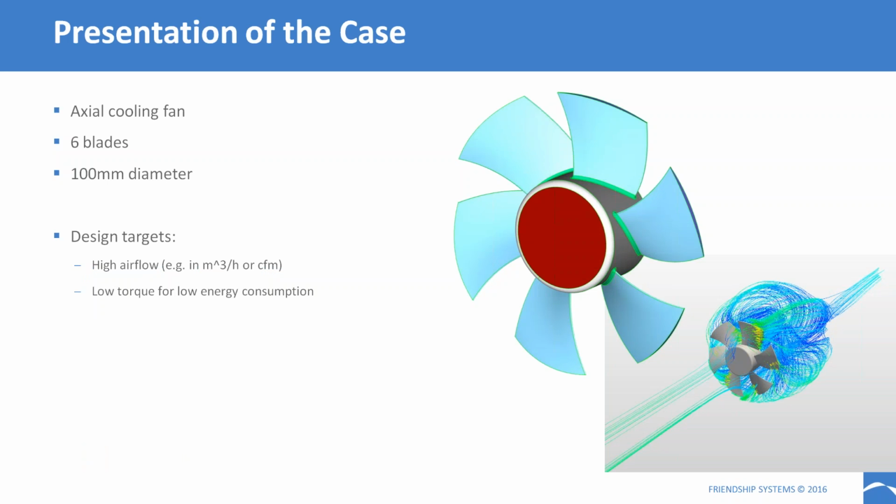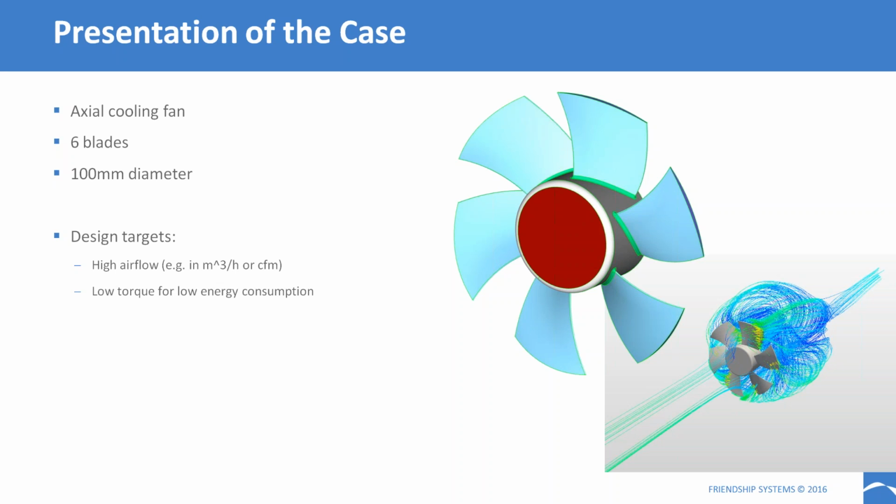All right, thanks Pavel. So what is the case that we're going to be looking at today? As you can see in the pictures, and there were some pictures already in the introduction, the topic for today will be working on an axial cooling fan. So this is a 6-bladed fan. As you can see in the picture, the diameter is 100 millimeters. So this is basically similar to your typical cooling fan that you would have in your PC case to cool the CPU or something like that.